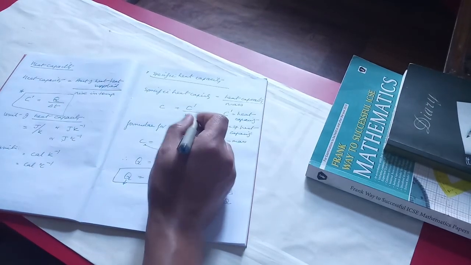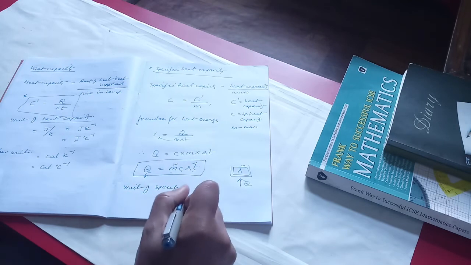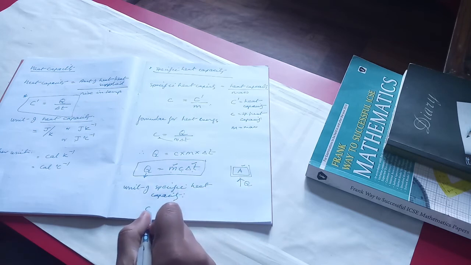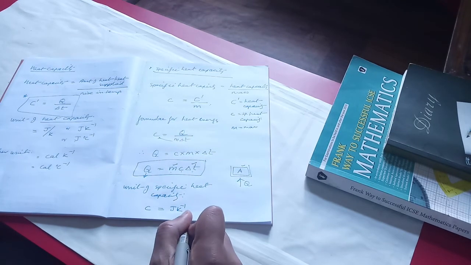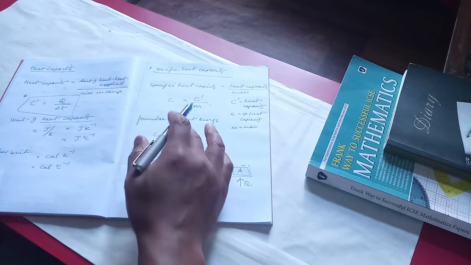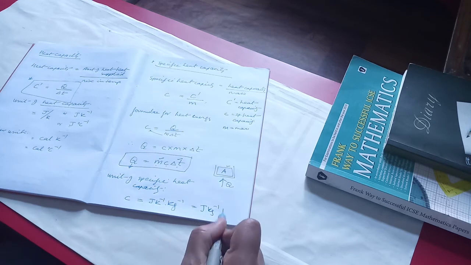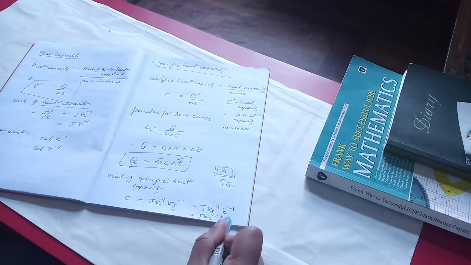Now let us find the unit of specific heat capacity. The unit is joule per kg per Kelvin, because mass is there, or you can also replace Kelvin by degree Celsius, so joule per kg per degree Celsius. In place of joule, you can also use calories.